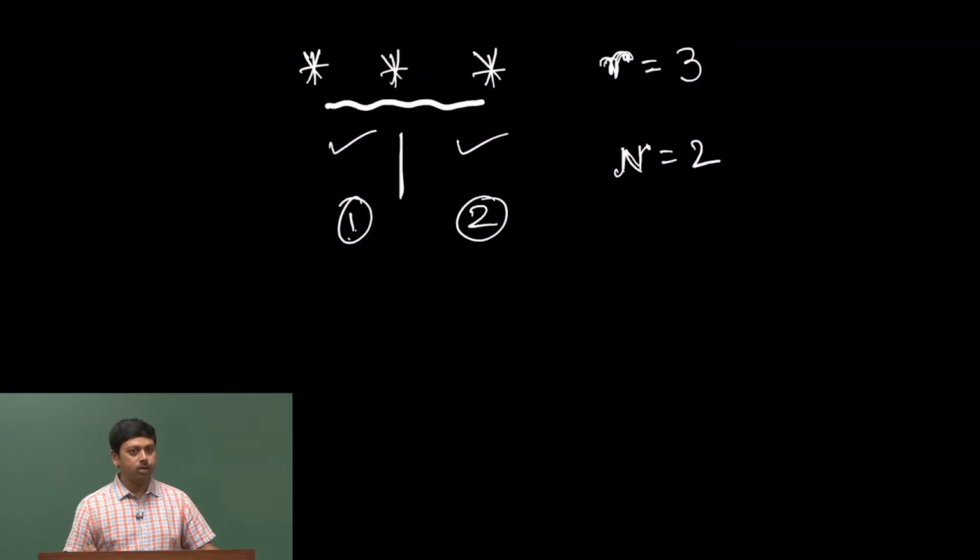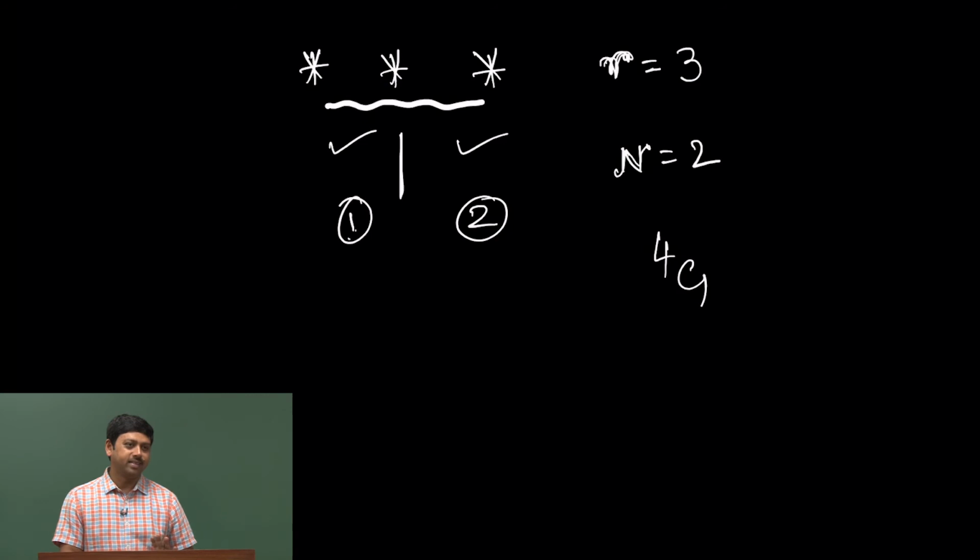I have 4 things and I have to choose one out of that. So, I can do it in 4C1 ways. How many ways can I choose my bar? That is fine, right? How many ways can I choose my bar?